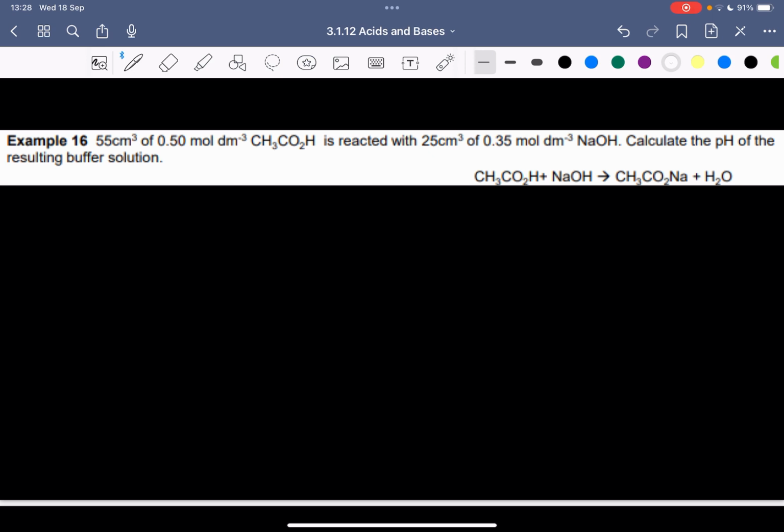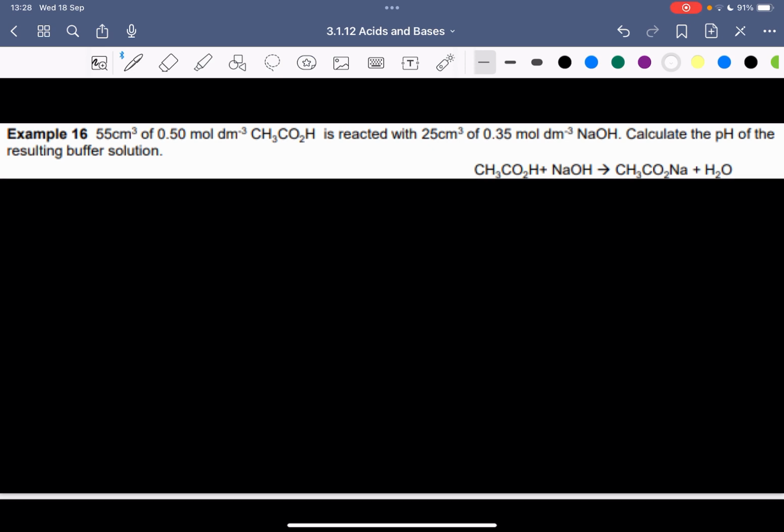Okay, here's another question for you guys to try. Pause the video, try it yourselves, and play to see the working out. Okay, so we've got 55 cm³ of 0.5 mol/dm³ ethanoic acid, and this is reacted with 25 cm³ of 0.35 mol/dm³ sodium hydroxide. Calculate the pH of the resulting buffer solution.